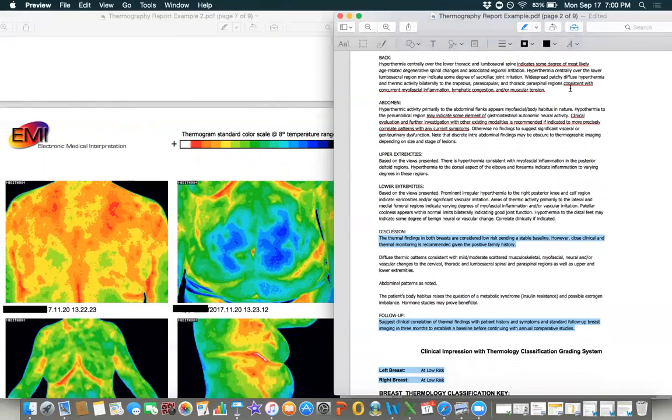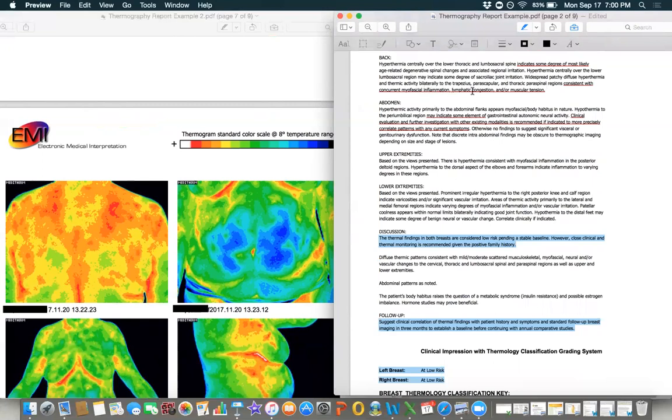Many times we see this as well. Hyperthermia consistent with myofascial inflammation, lymphatic congestion, and/or muscular tension. That is very common to see on thermography reports. Myofascial inflammation refers to inflammation of the connective tissue. Connective tissue is weaved all throughout our bodies, from head to toe, and we see this quite a bit.